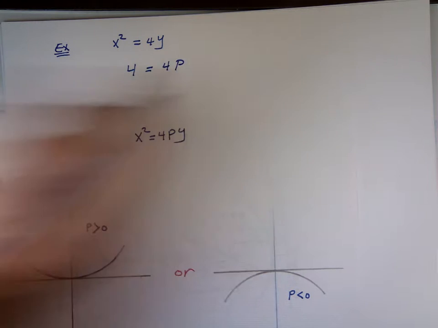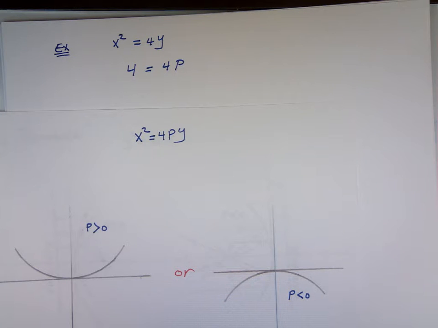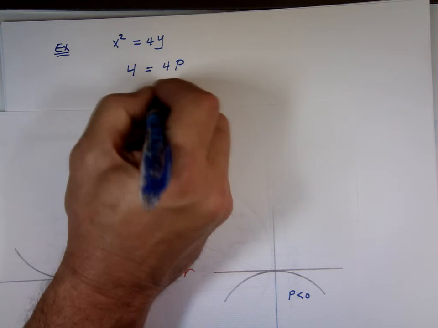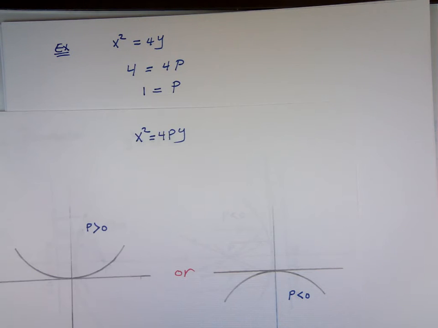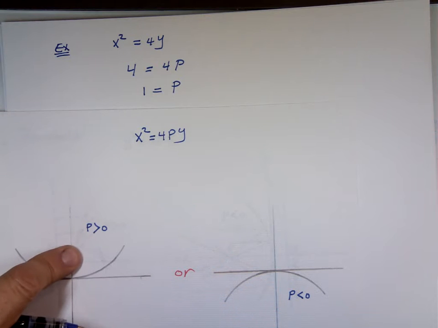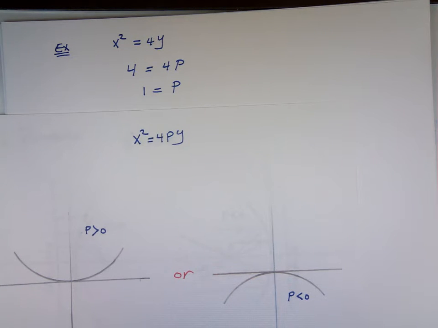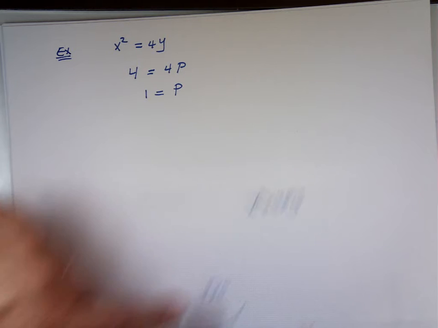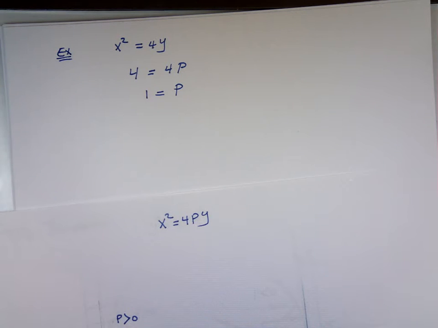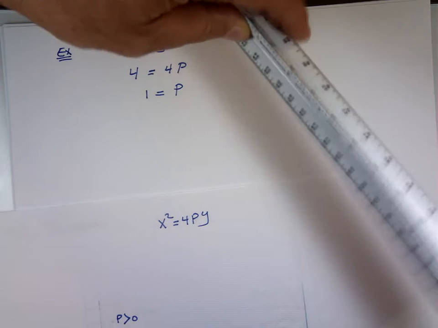So what is p going to be here? 1. P is going to be 1. Is that a positive or a negative? Positive is going to open which way? Up. So I know it's going to be that graph. So let's look and see. So I already established it's going to open upward just like this picture. So let me draw a line here. A little picture, get it started.